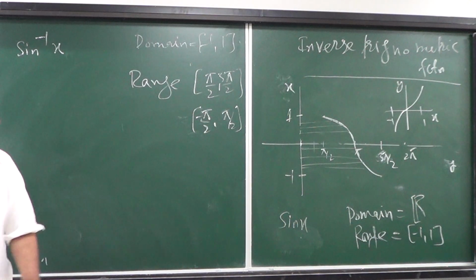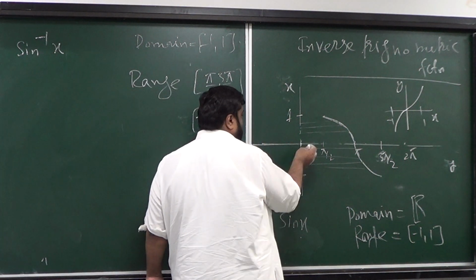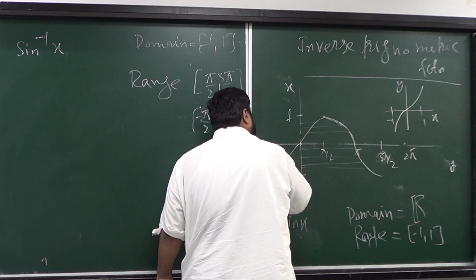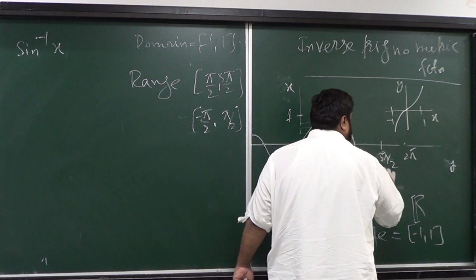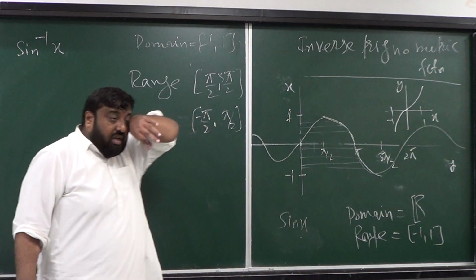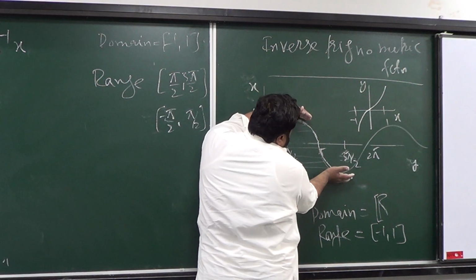So what do I mean by that? Here's the thing, and I must clarify this point. Since this function is always oscillating, something like that, is it necessary that I should only take this part to become a function?